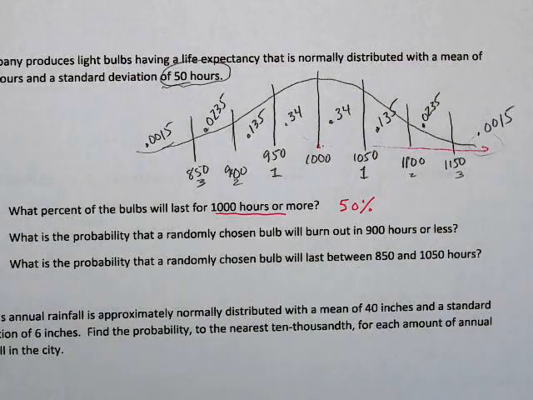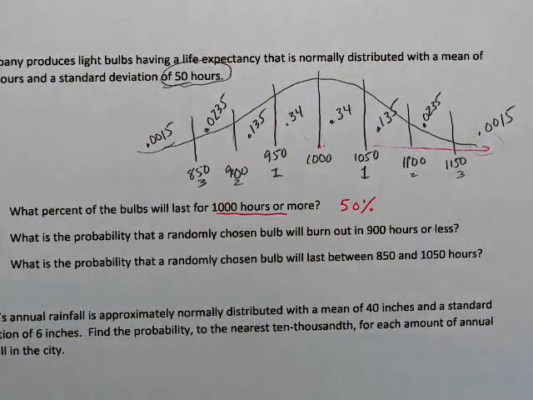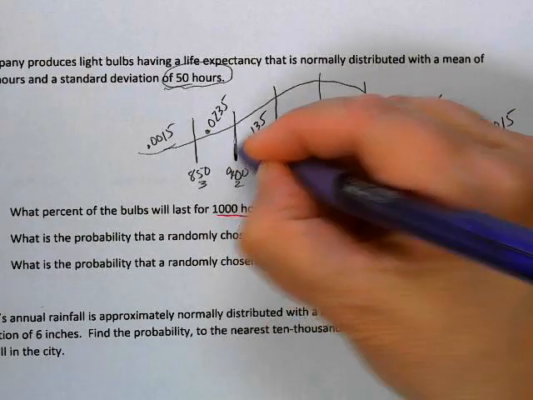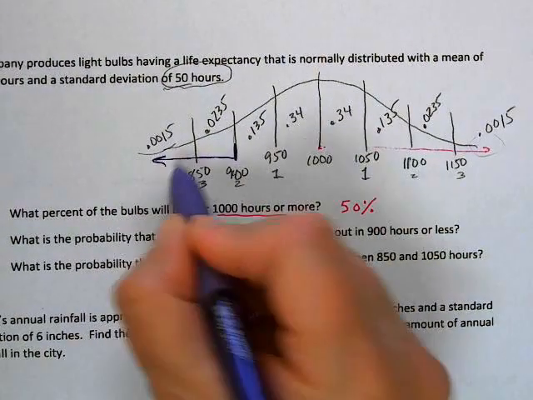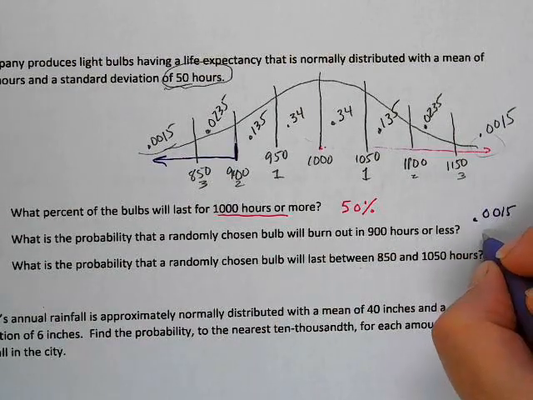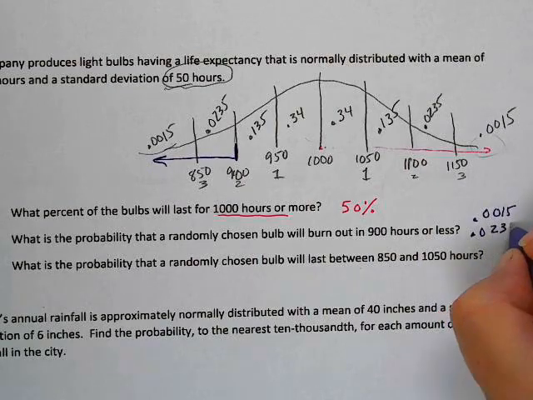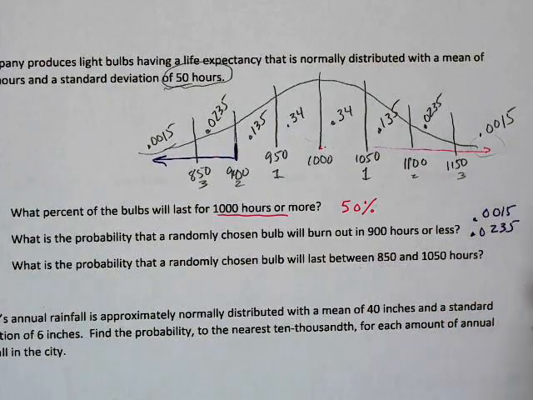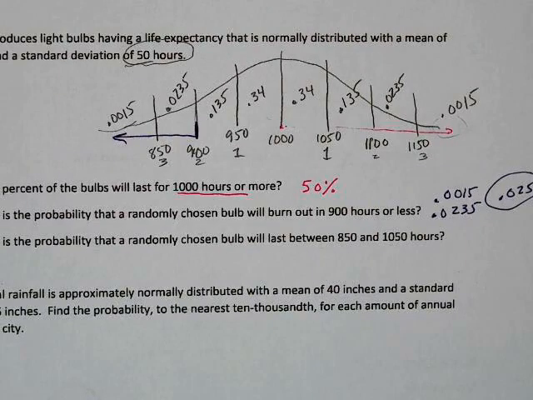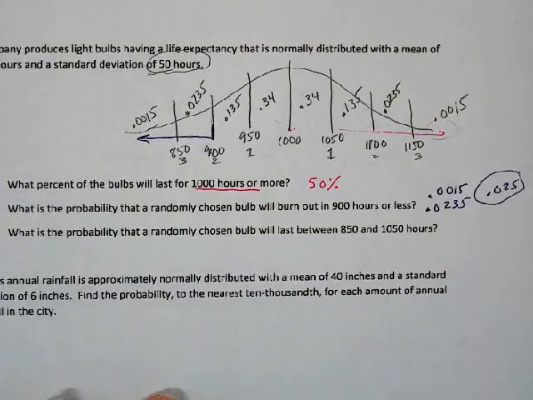Okay, the second one: what's the probability that a randomly chosen light bulb will burn out in 900 hours or less? So 900 hours or less is here, going this way. So I'm going to add 0.0015 plus 0.0235 together, and that number is 0.025. That's the probability. That's not very likely that that would happen. In fact, if I wrote it as a percent, it would be 2.5% of the time.